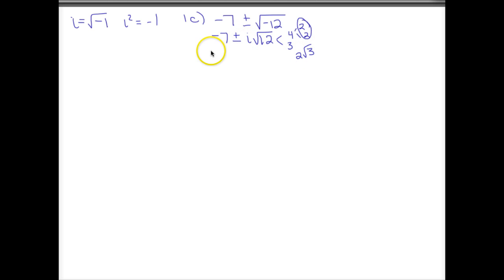Remember that when we have the i, it goes between. So 2i radical 3. Do not do anything else here. This negative 7 is not a like term because it doesn't have the same radical. So this is all that we can do here when we're simplifying.